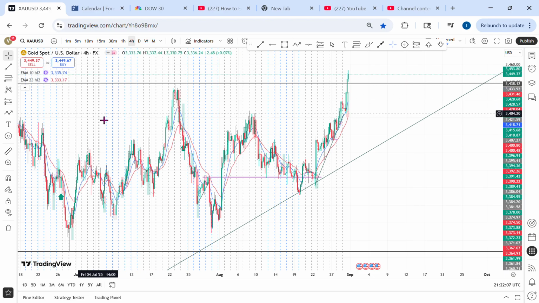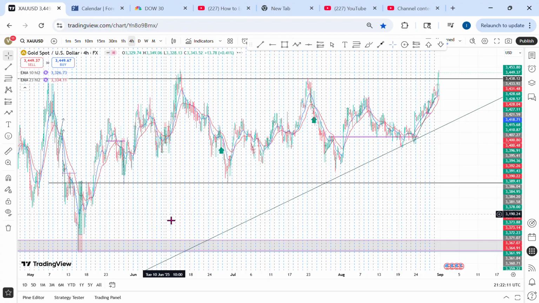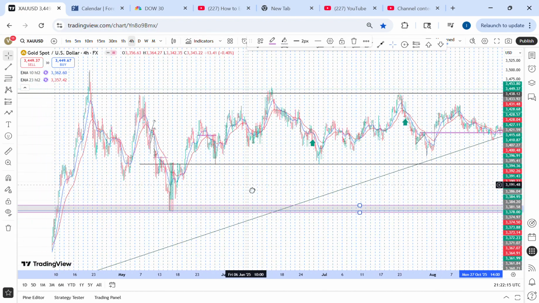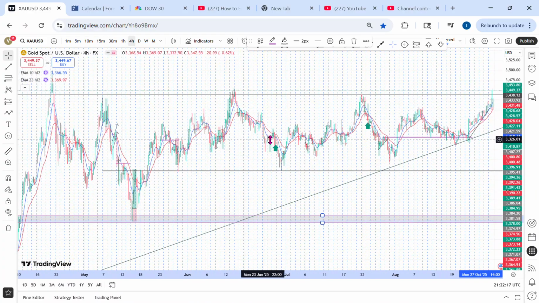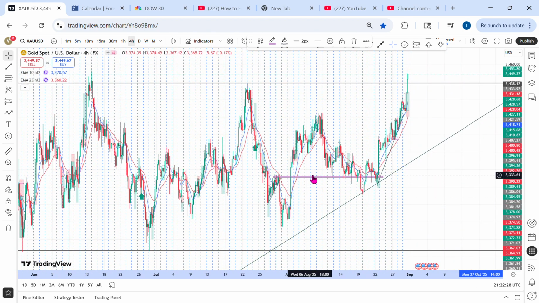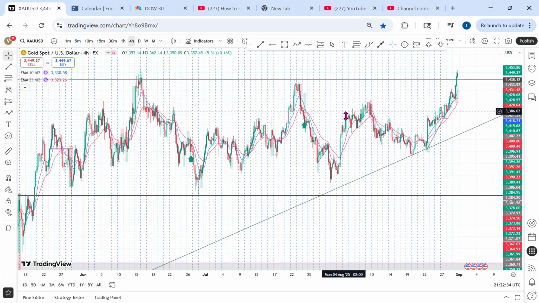On the 4-hour time frame, you can see what is happening. We are bullish, and we have multiple resistance levels here where we want price to be taken out. This is a resistance, and we are waiting for price to take out this resistance level, retest it, then we'll keep buying gold.